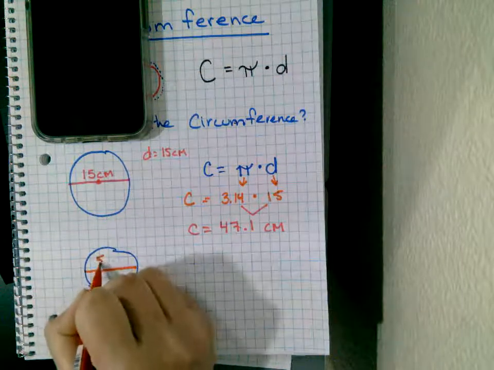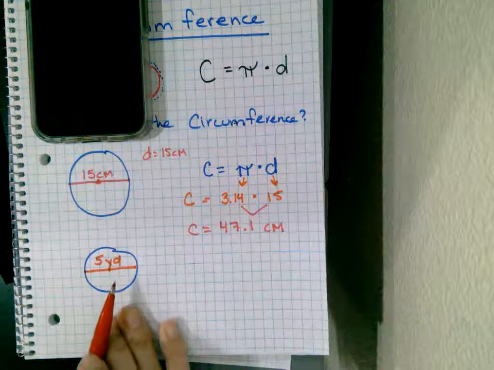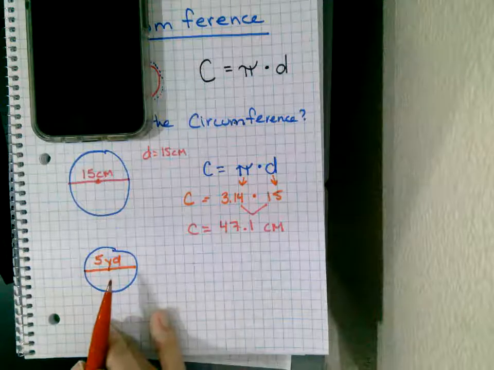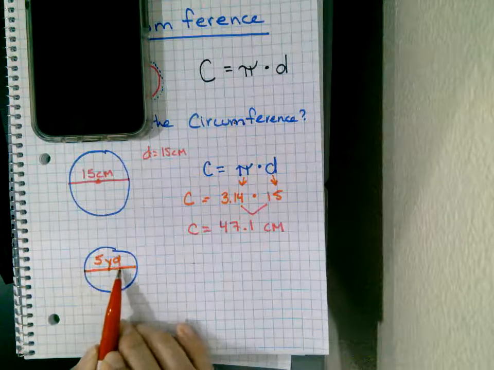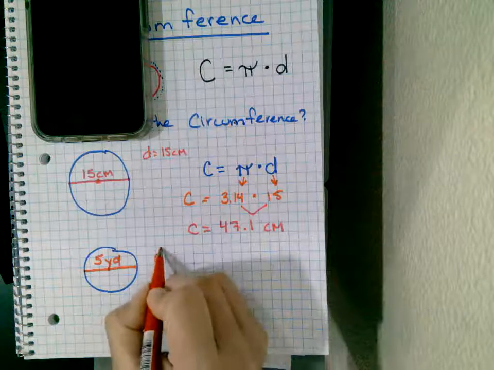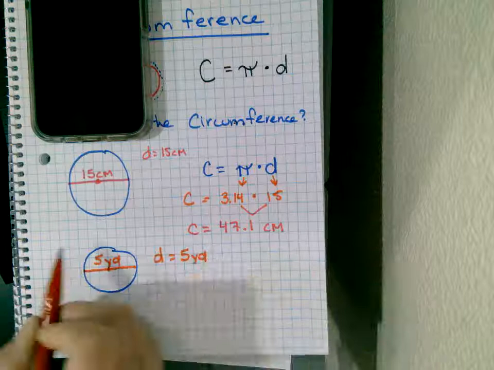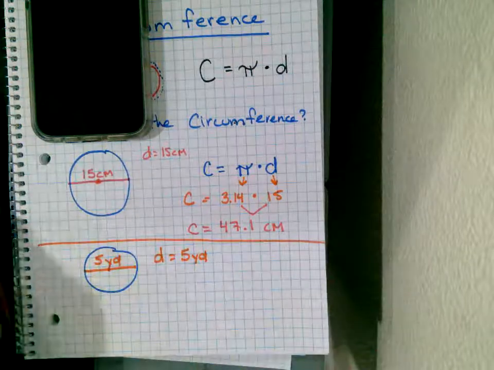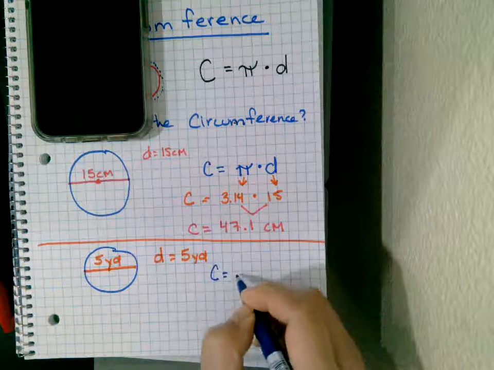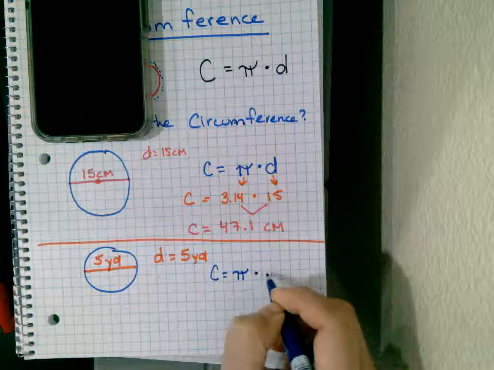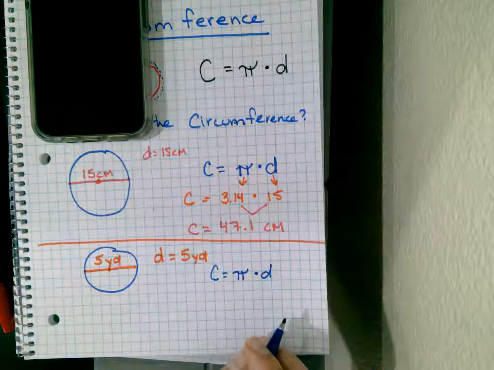Let's say it's 5 yards. So the hardest part of this is realizing, did I give you a radius or did I give you a diameter? Well, if I go all the way through, I have given you the diameter. So the diameter is 5 yards. Cool. That's good to know. The formula for finding circumference is equal to pi times your diameter. Hence, we need to know what the diameter is.